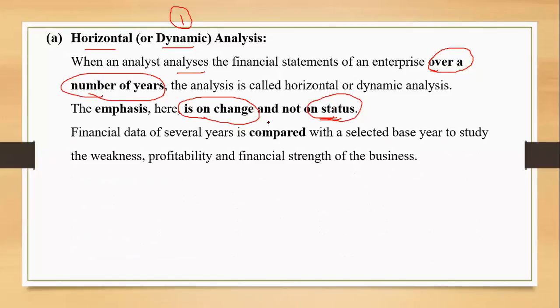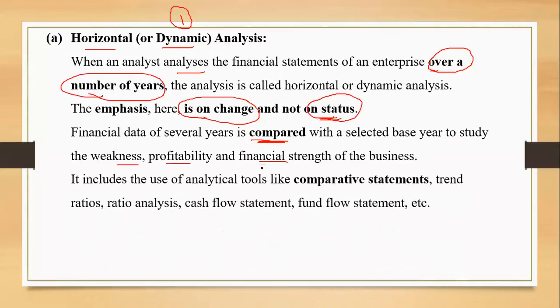Next, financial data of several years is compared, and that's why we have comparative statements, right? With a selected base year to study the weakness, the profitability, and the financial strength of the business. It includes various tools like the comparative statement. That is what I told you. We are going to learn the numerical part of this in the next chapter. We have ratio analysis, we have cash flow, we have fund flow statement. These are the various tools of horizontal analysis.